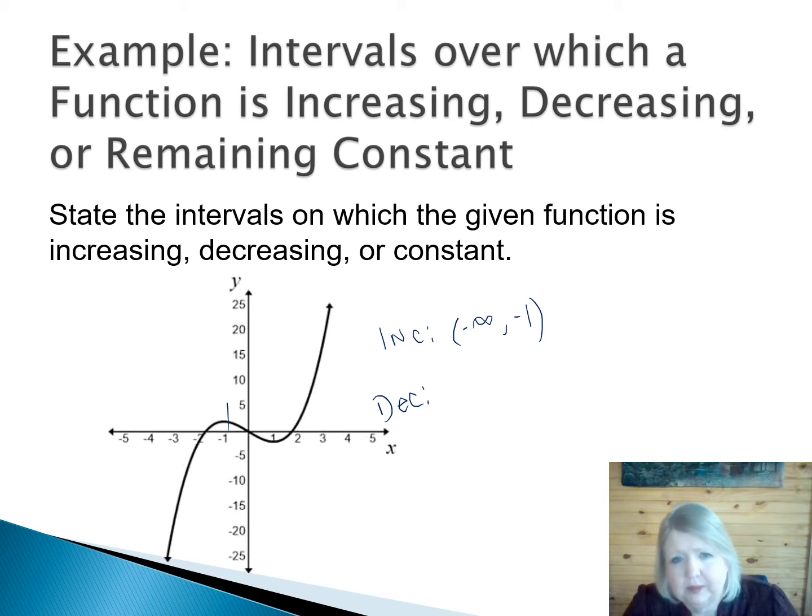At -1, though, I start moving downhill until I hit +1. So from -1 to +1, I am decreasing because the graph is going downhill. But then it turns and goes uphill again. So from 1, and it hits the arrow this time, so to infinity, and I stick a union between them because you can't be in both places at the same time. And there is no interval on which that graph is constant.